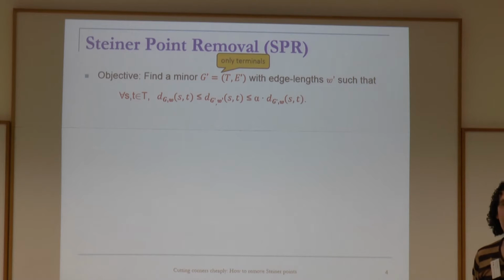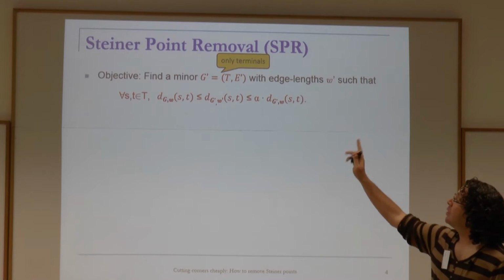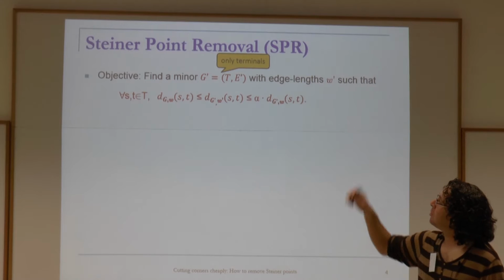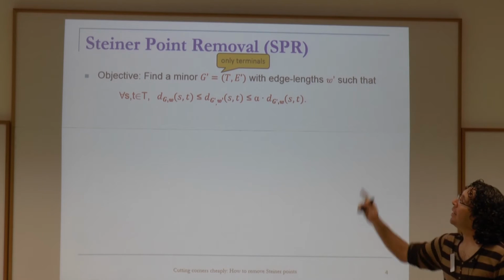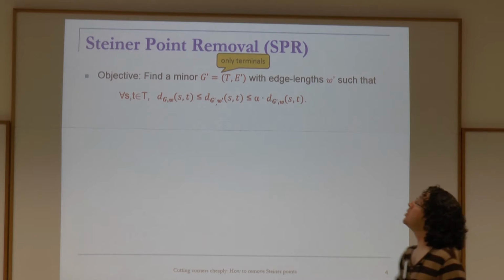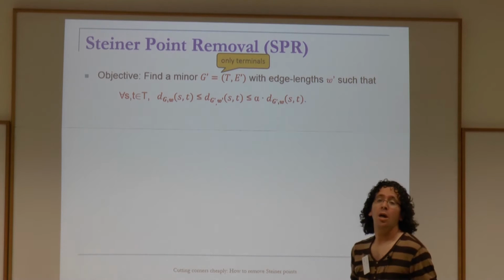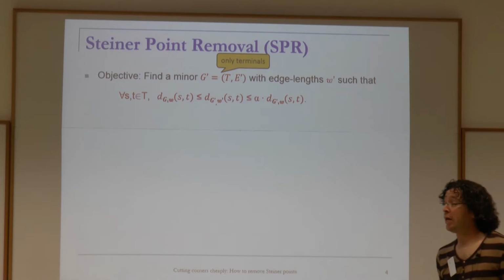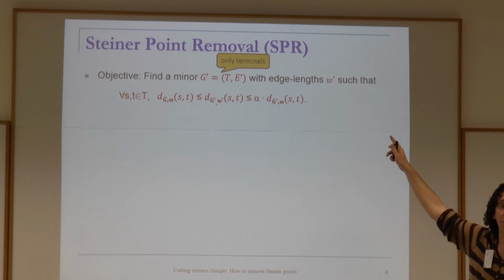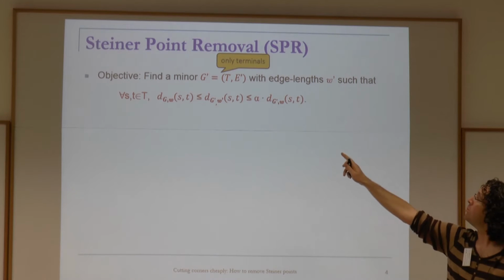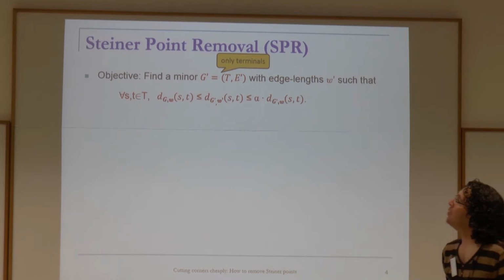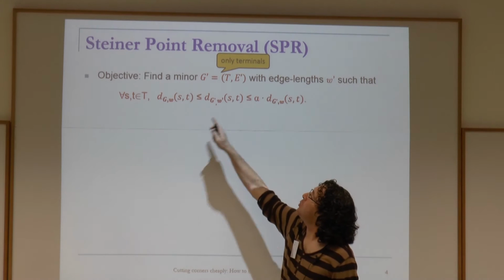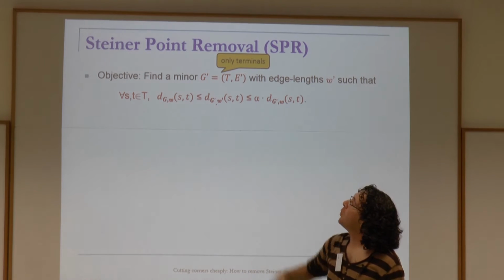So what is our goal? Our goal is to find a graph G prime, ignore for a minute the word minor, which is spanned only on the terminals. We can create new edges, and we reweight the edges. Okay, so new edges and new weights. And we want the new distances to satisfy these two inequalities.